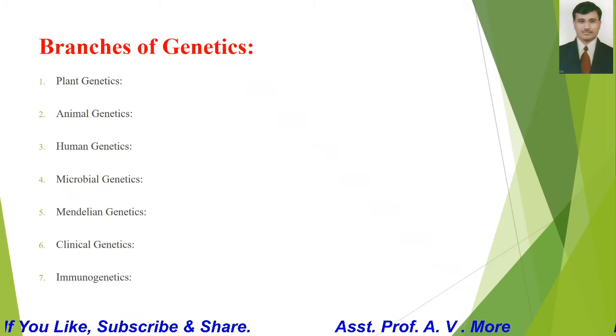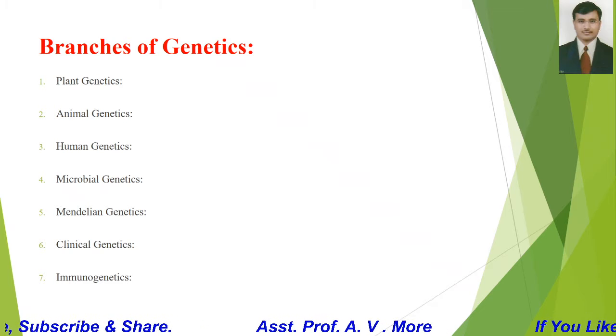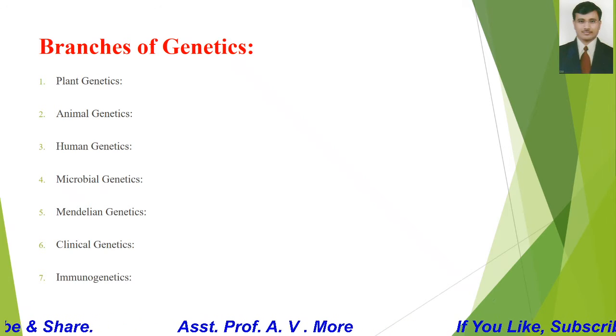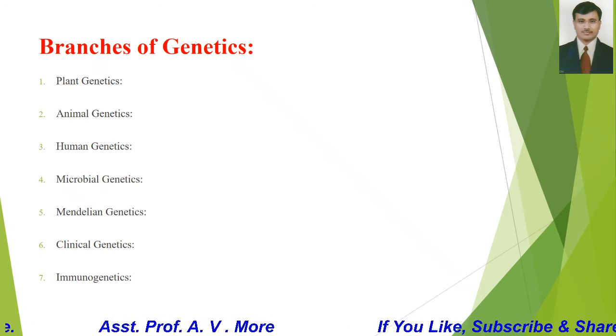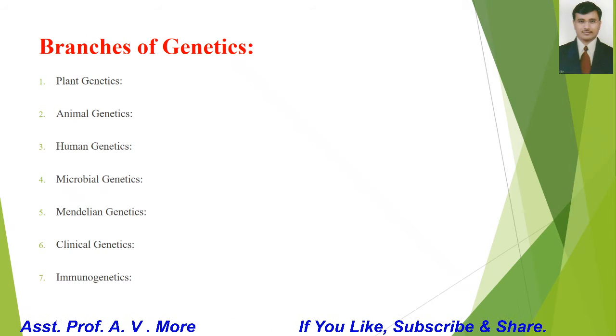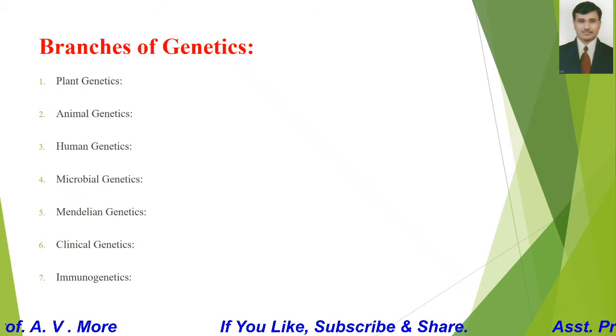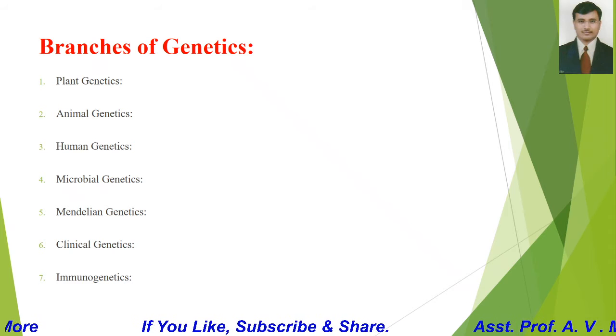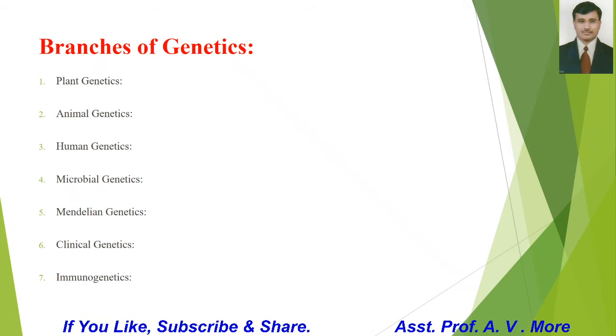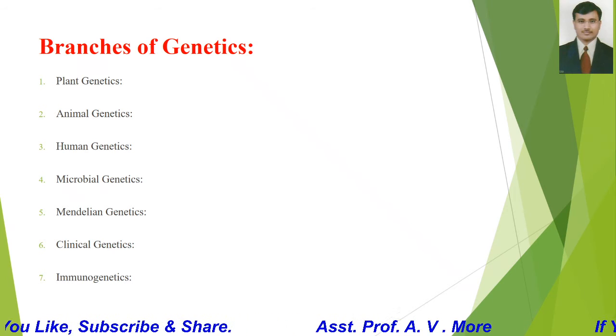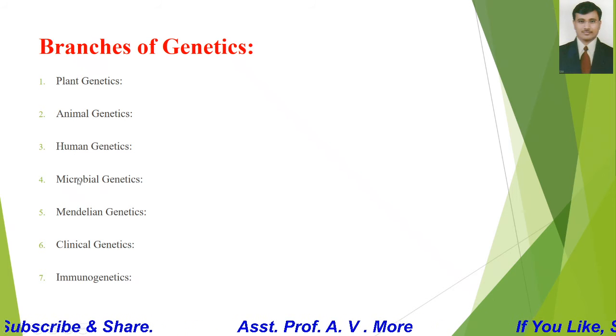Next one, immunogenetics. Friends, this branch deals with the genetics of production of different types of antibodies. The diversity of antibodies has been found to be under the control of genetic regulation. So friends, these are the main branches of genetics and their concepts.